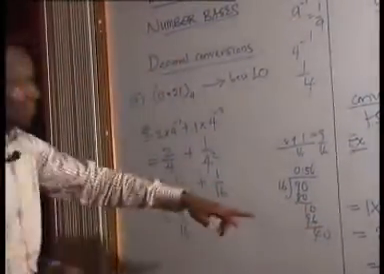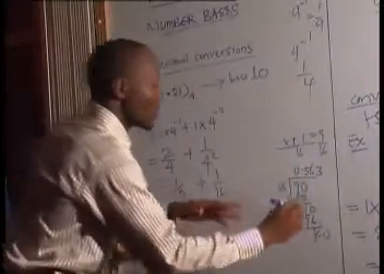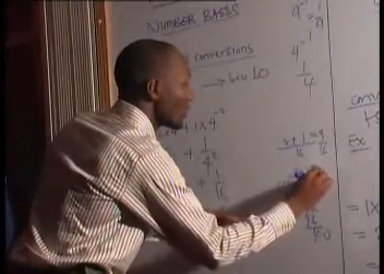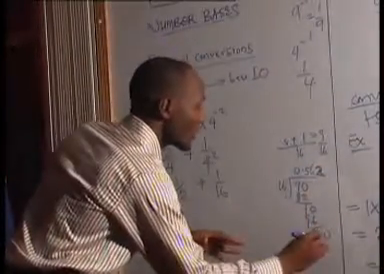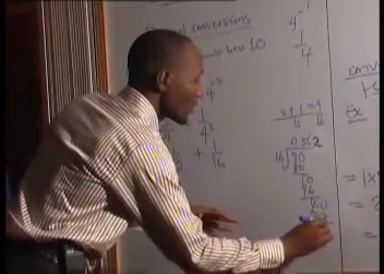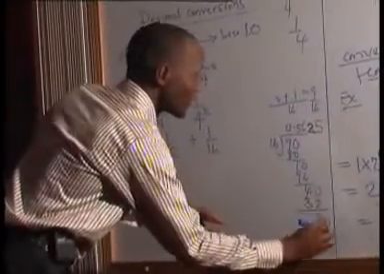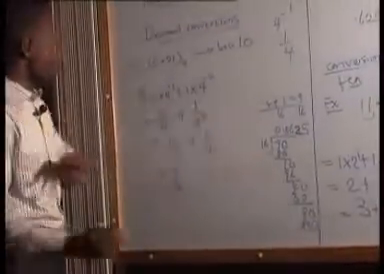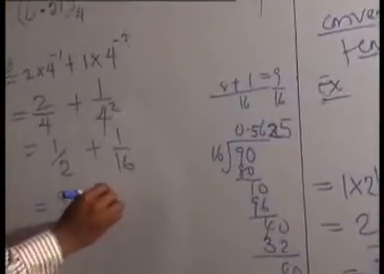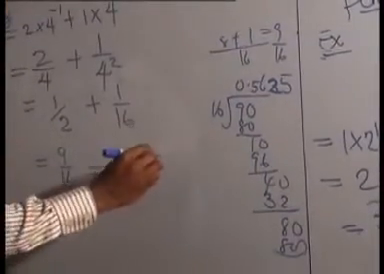16 in, you have 3. 16 times, no, you have 2. You have 2. 16 times 2, you have 32. By the time you subtract, you have 0. You have 8. 16 and 80 is 5. 80. So this is 0.5625. The same thing as 0.5625.